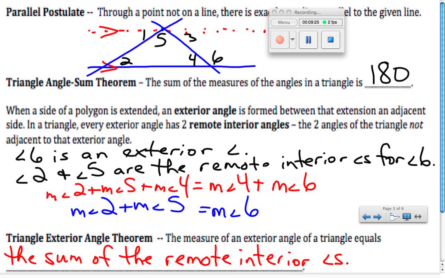Same reason, they're alternate interior angles. Okay, so since angles 1, 5, and 3 have to add up to 180, I could take this angle 2 and substitute it in for angle 1. Take this angle 4 and substitute it in for angle 3 in that equation. And now you see that the three angles of a triangle have to add up to 180. We got from the screen what we need.